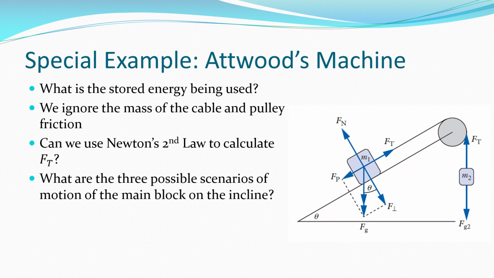All right, so what's actually going on here? Where's the stored energy coming from? It's coming from the weight of that object over there. We ignore the mass of the cables, the pulleys, and all that sort of stuff. All right, we can use Newton's second law to calculate our tension. It's just F equals ma that we've been doing all along. Think about the object, the block of mass 1 on the slope here. If this force over here is bigger, then that's going to be bigger than that one there, and it'll go up the slope. If it's the other way around, the force parallel will be bigger and it will slide down the slope, or they could be balanced and nothing moves.